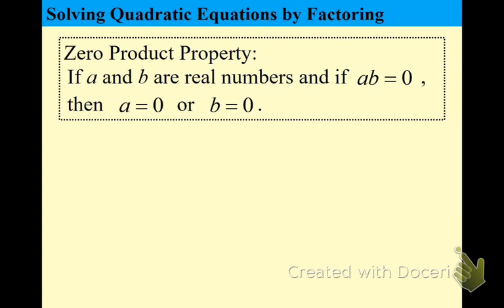0 times anything is what? 0. So in this little problem, if you have two things being multiplied, either the first is 0, so 0 times literally anything in the world. 0 times 1 billion. 0 times 7. So either A has to equal 0 or B has to equal 0. And we're going to use this property. It may not make sense to you now, but it will in like 2 seconds.